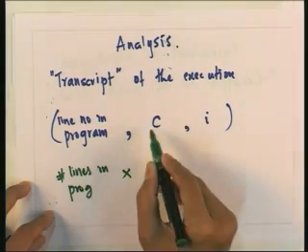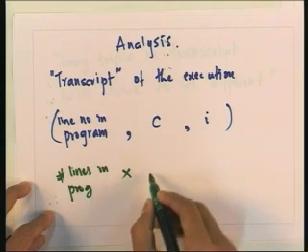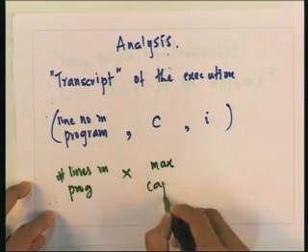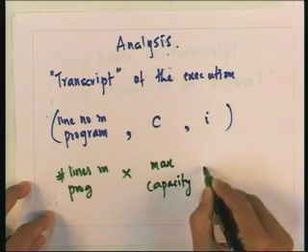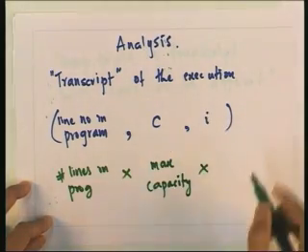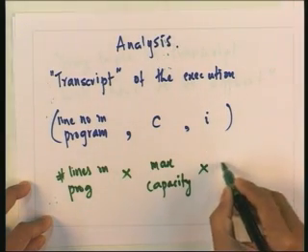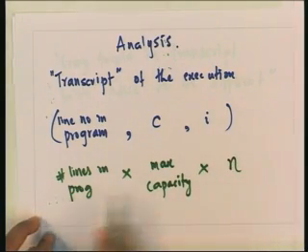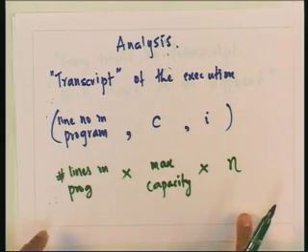times the maximum value of the capacity, okay, times the different values that I can take. The different values that I can take are n, okay, the number of objects. So this is the number of entries that there can be in the transcript.